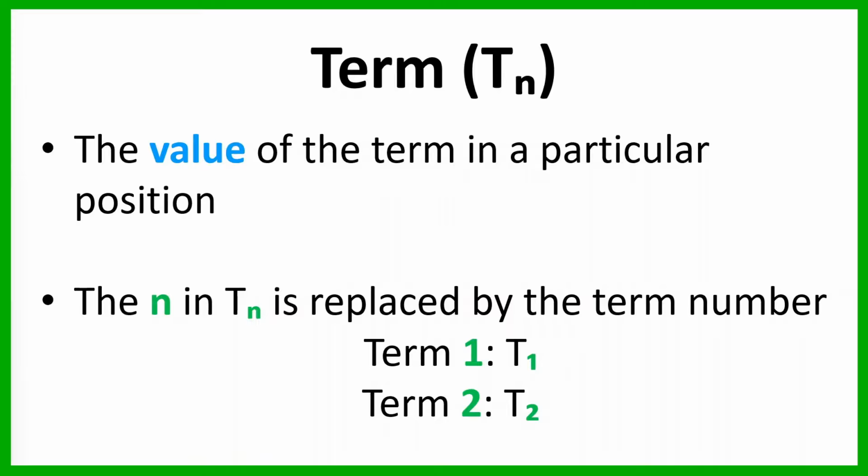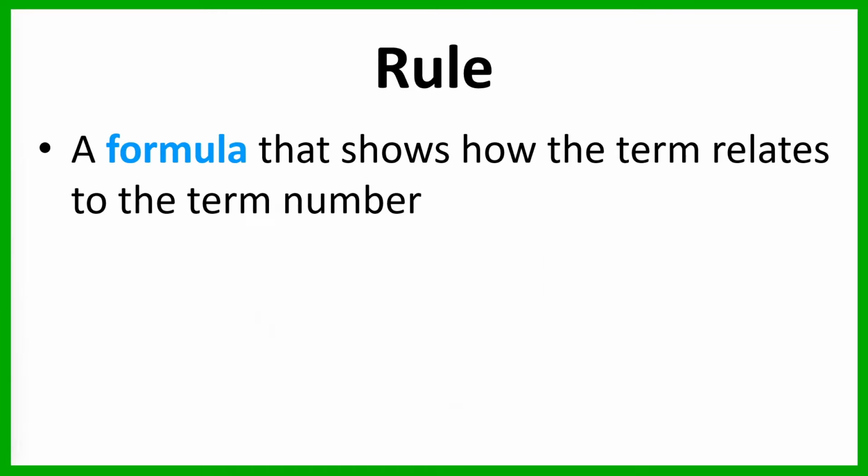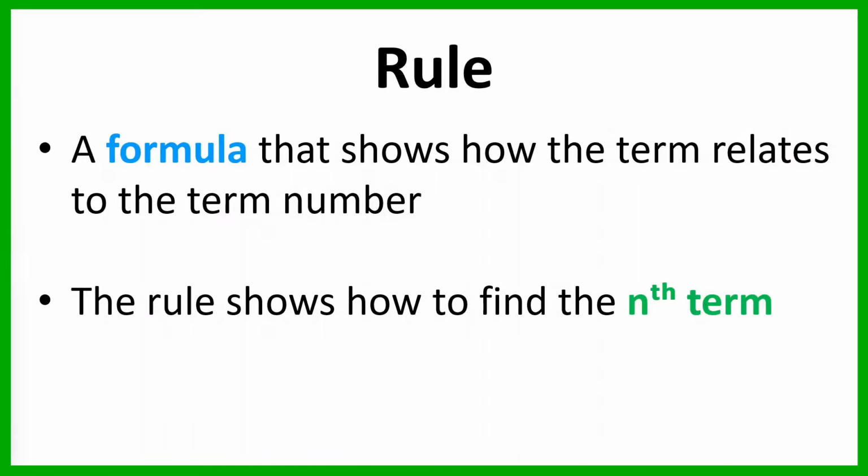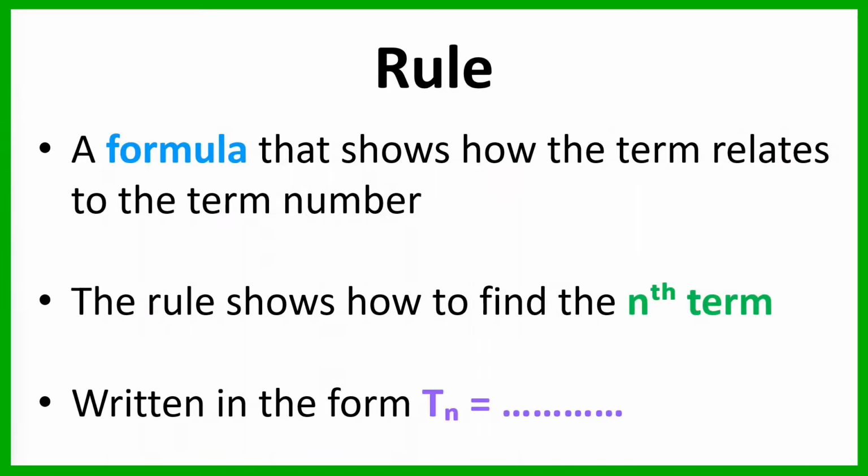The next thing we have is the rule. The rule is a formula that shows how the term relates to the term number. And it shows us how to find the nth term. And it's written in the form tn equals, and then you'll have a formula or an equation over here that you can substitute the term number into to work out what the term value is.